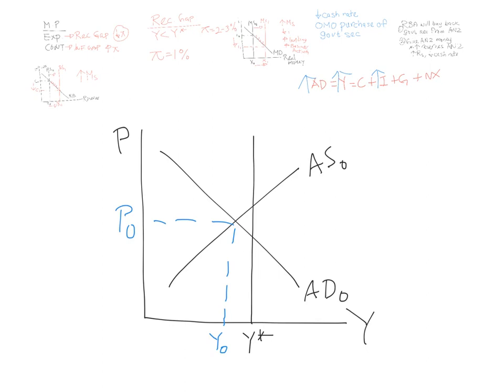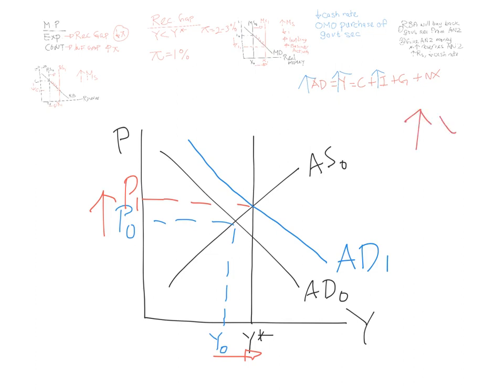Let me draw that a little bit better. With AD1, you will see an increase in the size of the economy and an increase in the price level. So the economy will improve and the price level will go up. And remember, an increase in price is inflation. The Reserve Bank of Australia will continue this process until inflation reaches between 2 to 3%. And that is your expansionary monetary policy.